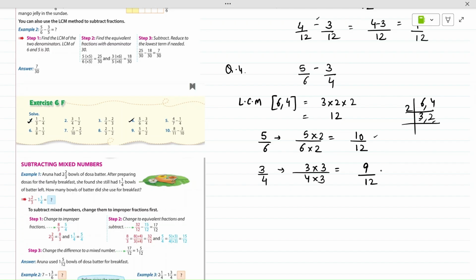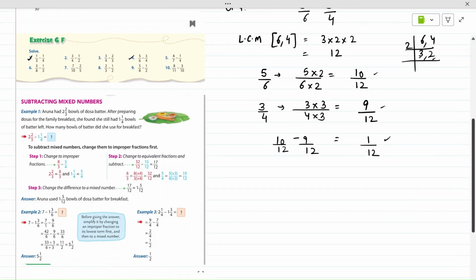So these are the two fractions, and now we have to subtract them directly. 10 by 12 minus 9 by 12 is 1 by 12. Simple, right? So this is how we have to do it. Another question, the last question I'm picking here, kids.